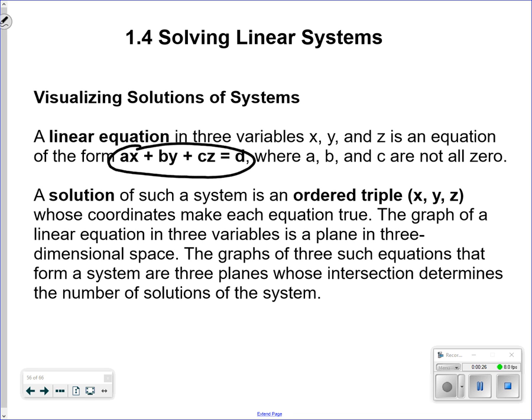The solution, instead of being an ordered pair, meaning an x and a y, will be an ordered triple, an x, y, z. So you're talking about three dimensions now. You're no longer talking about a flat piece of paper, you're now talking about x, y, and z, whose coordinates make each equation true. The graph of a linear equation in three variables is a plane in three-dimensional space. So the graph of three such equations would form a system of three planes intersecting.